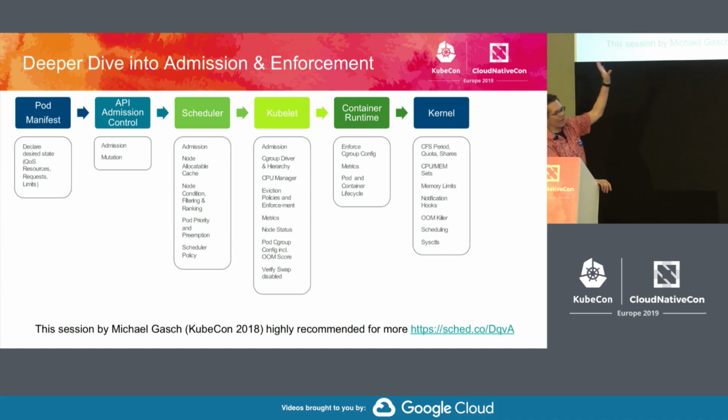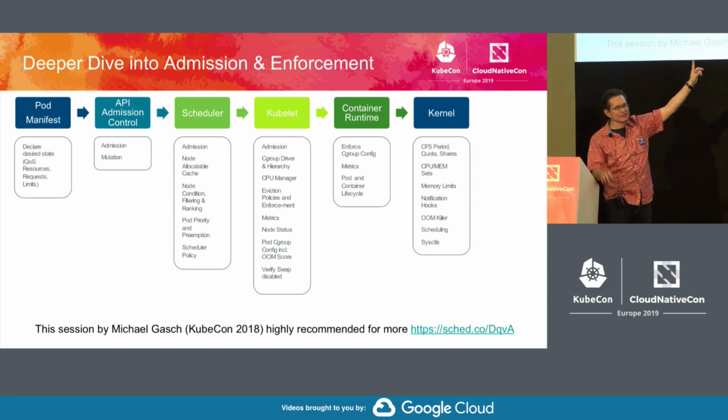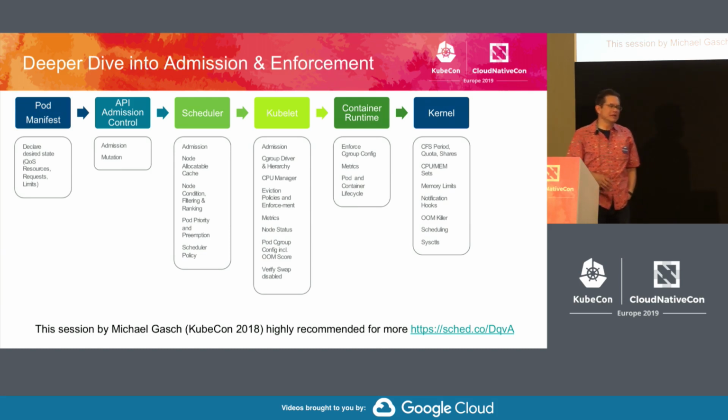This is a deeper dive. It's really the same things going on as that first aerial view, but it goes into greater detail of where some of this takes place. The pod manifest, admission control, moving on to the scheduler, the kubelet. The container runtime gets a bite at this process, and finally, some of these enforcement mechanisms happen inside the Linux kernel. In some of these cases, like out of memory resource, there are actually two places that potentially enforce things.